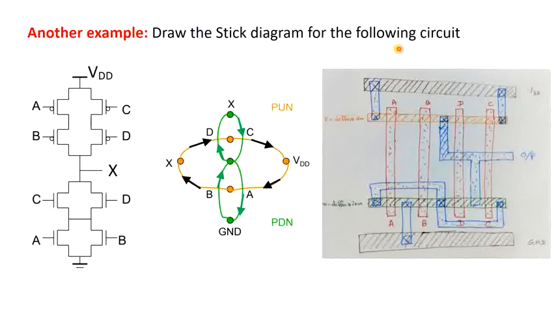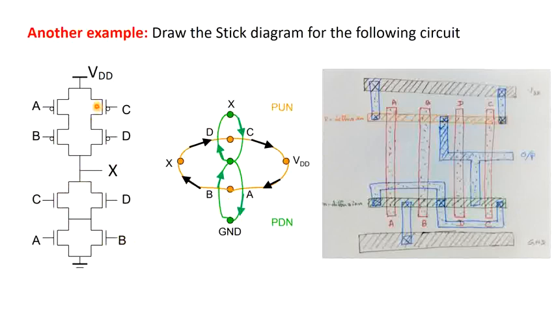Another example: draw the stick diagram for the following circuit. So this is another circuit implemented using CMOS, and we need to draw its stick diagram. To draw the stick diagram, first we have to draw the logic graph, individually for the pull down network and the pull up network. For the pull down network, it will look like this: X output. On one side it is D and B, and on the other side it is C and A.